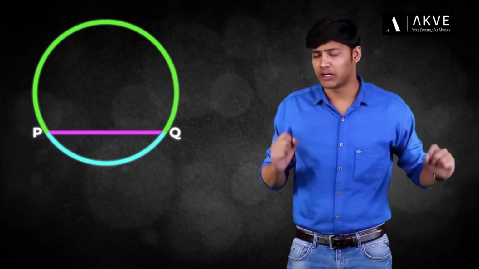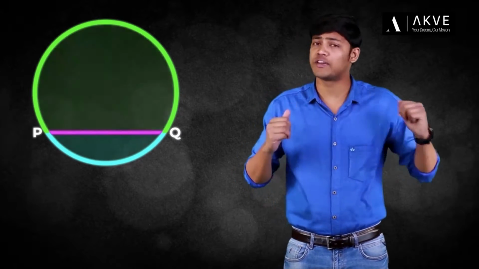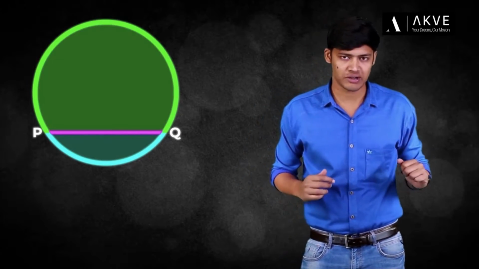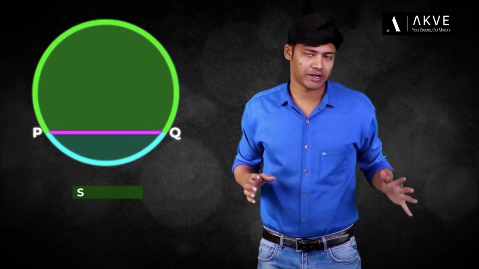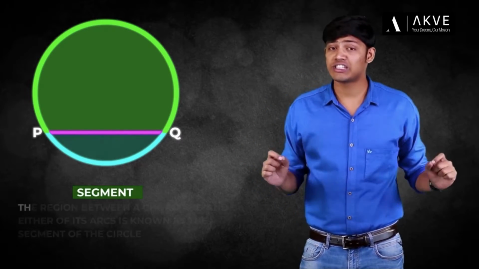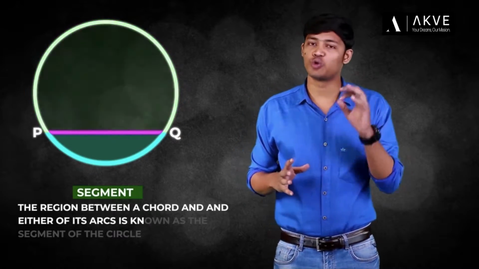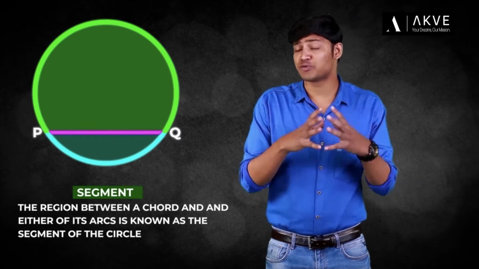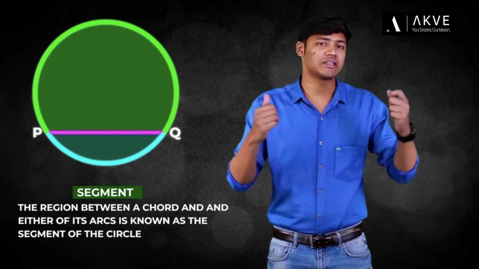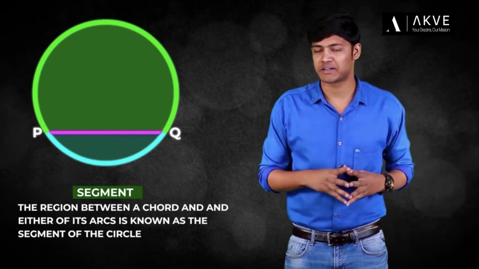If you observe carefully, the chord of a circle even divides the interior of the circle into 2 regions. Now, each region is known as a segment. That is, the region between a chord and either of its arcs is known as the segment of the circle. In the same way as we have a minor and a major arc, we also have minor and major segments.